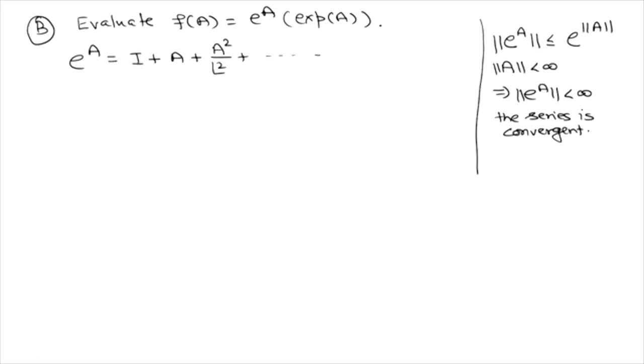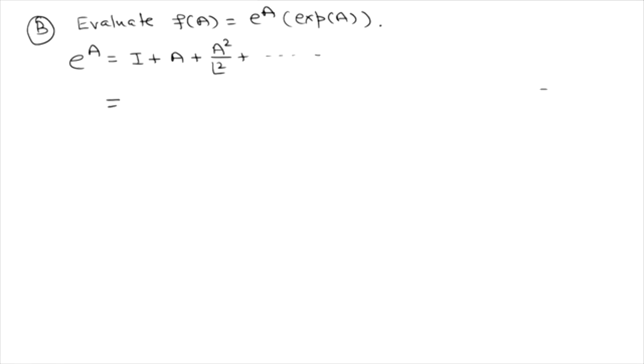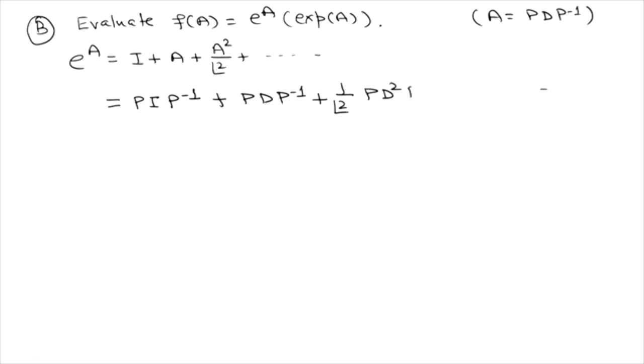So this is about the convergence of this series. Let us come back to our evaluation. I can write this function. Because A is diagonalizable, I can write A equals P D P inverse. So this A I can write as P D P inverse plus 1 upon factorial 2, and A square will become, from the previous evaluation, P D square P inverse, and so on.